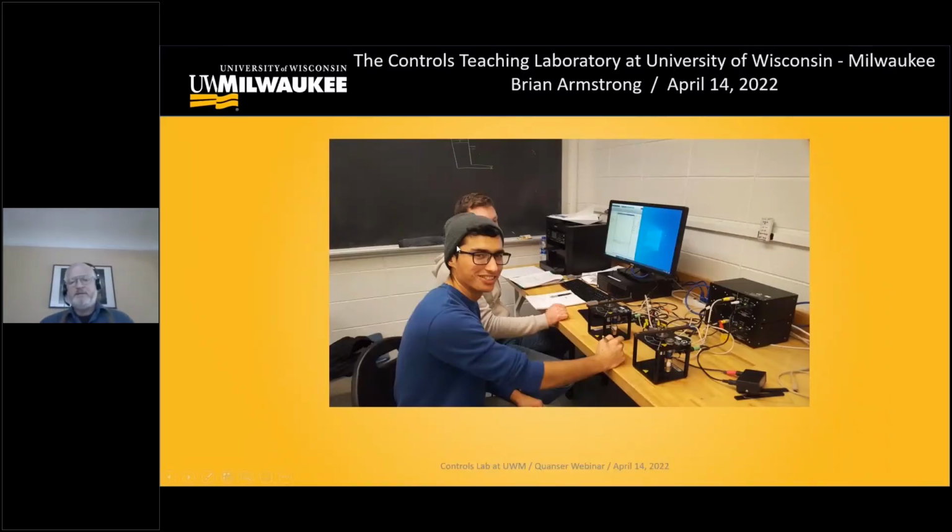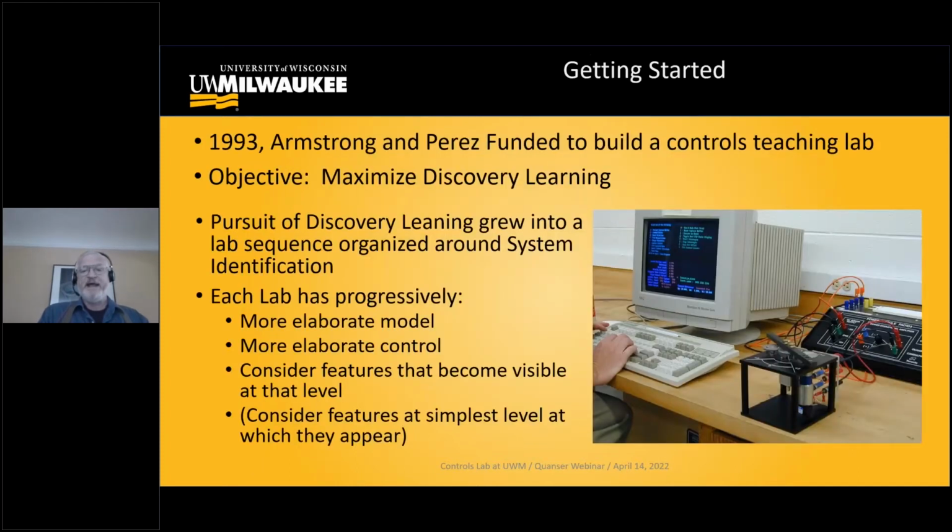Okay, so as Mitch said, and thank you, Mitch, for that introduction, I came to UWM in 1989 and began teaching introductory controls. Shortly after that, my colleague Ron Perez and I won a small internal grant, or maybe not so small, to build a controls teaching lab. So that was 1993. Our objective in the design of the laboratory was to maximize discovery learning.